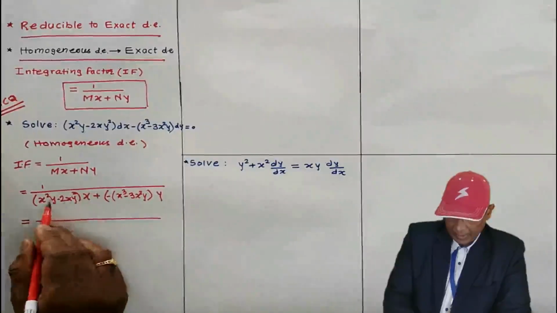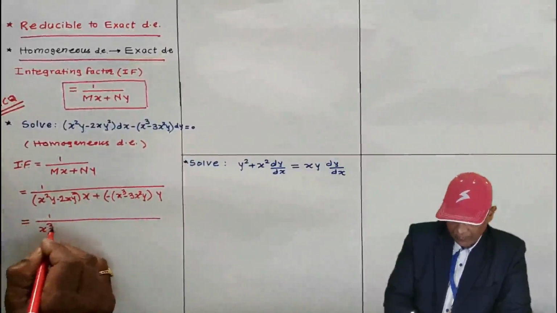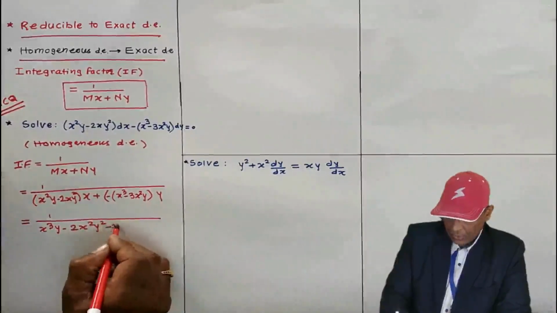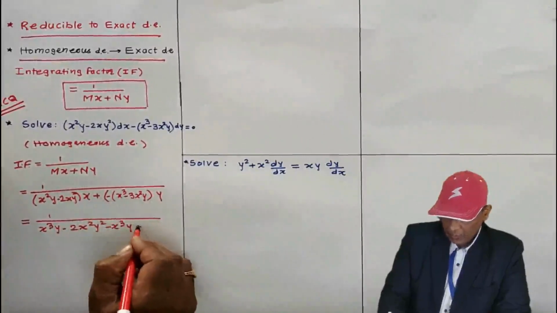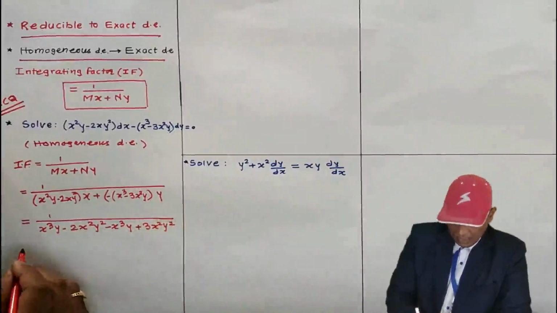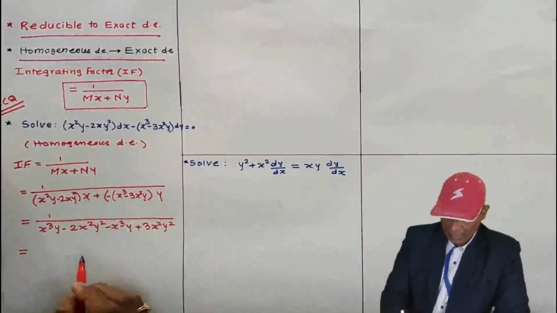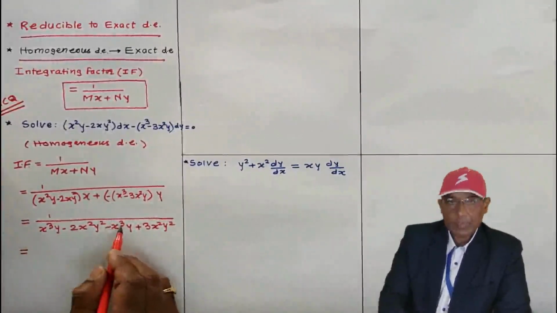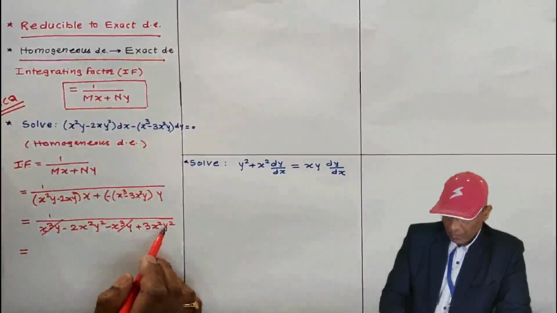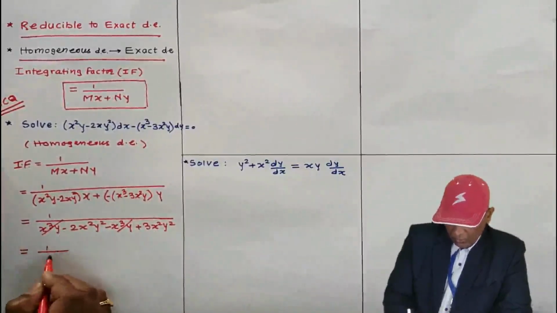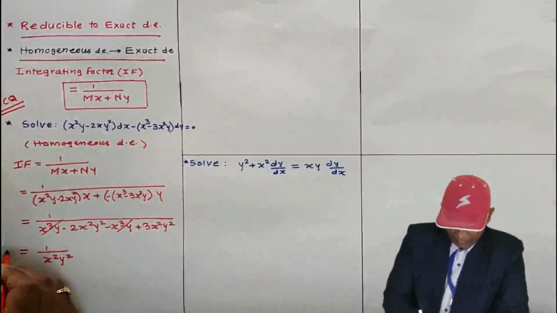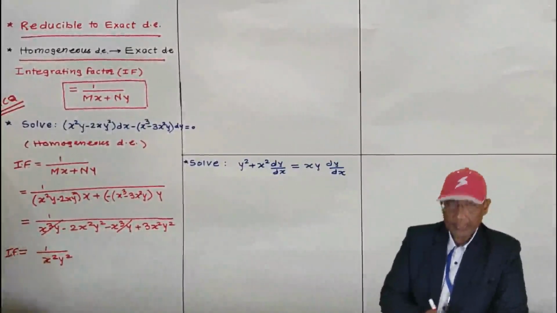If I open the bracket and multiply by x, then x cube y minus 2x square y square minus x cube y plus 3x square y square. I have opened the brackets. Now if there is some cancellation, you can go for it. x cube y minus x cube y, these two terms disappear. 3x square y square minus 2x square y square is 1 x square y square. So this is the integrating factor, IF.